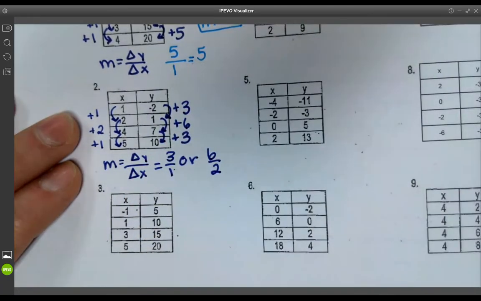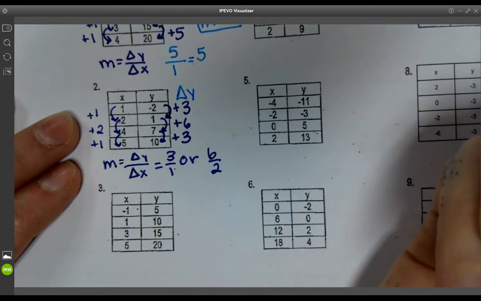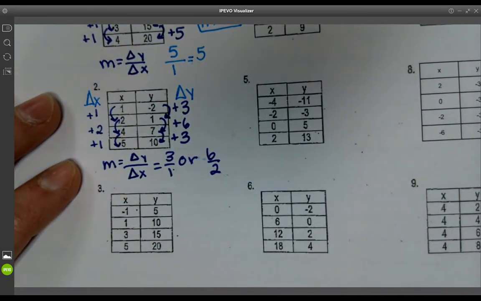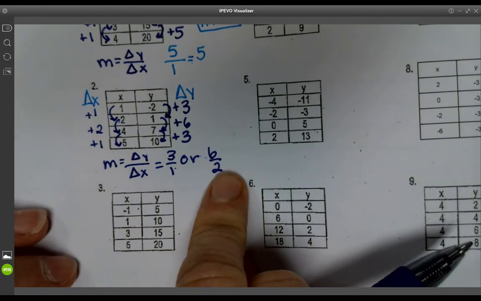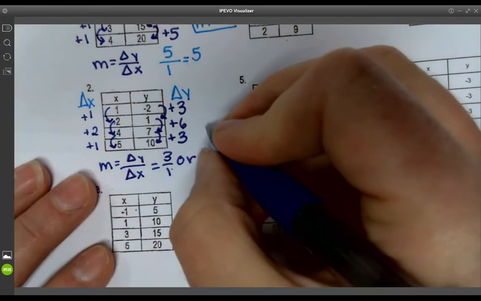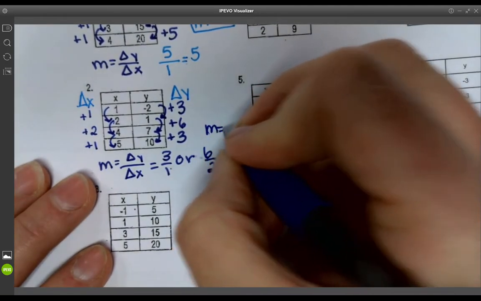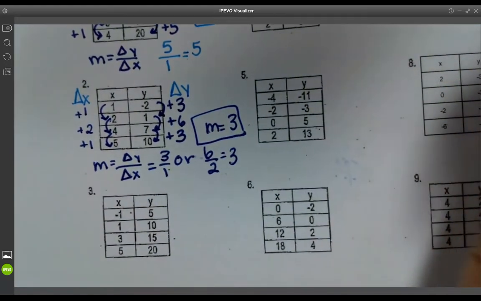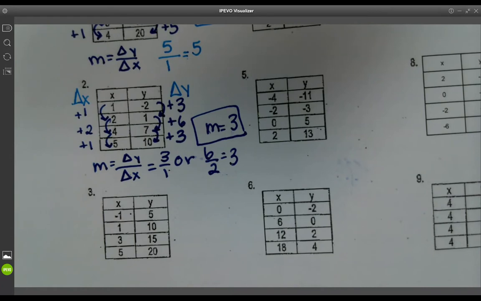So if you need to, you can write change of y over here, remember that's the y's, and then change of x here. But either one of these, they equal the same thing. 3 over 1 is 3, 6 over 2 is 3. So equals 3, and I'm going to write m equals 3 and put a box around it. Even if they're different, whenever you reduce them, they'll come out to equal the same.